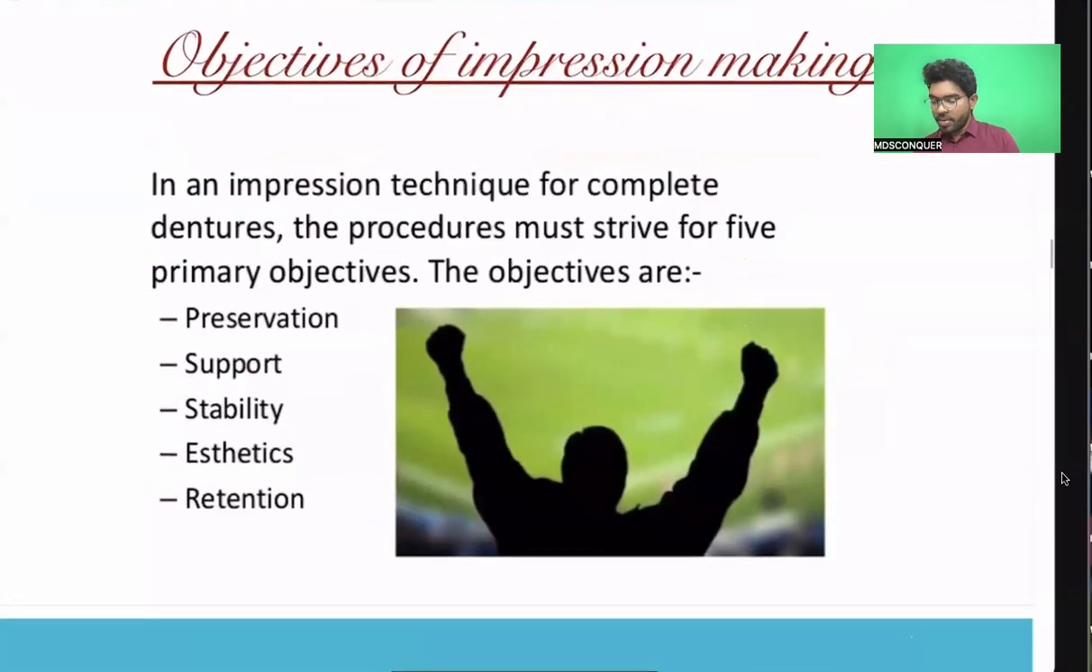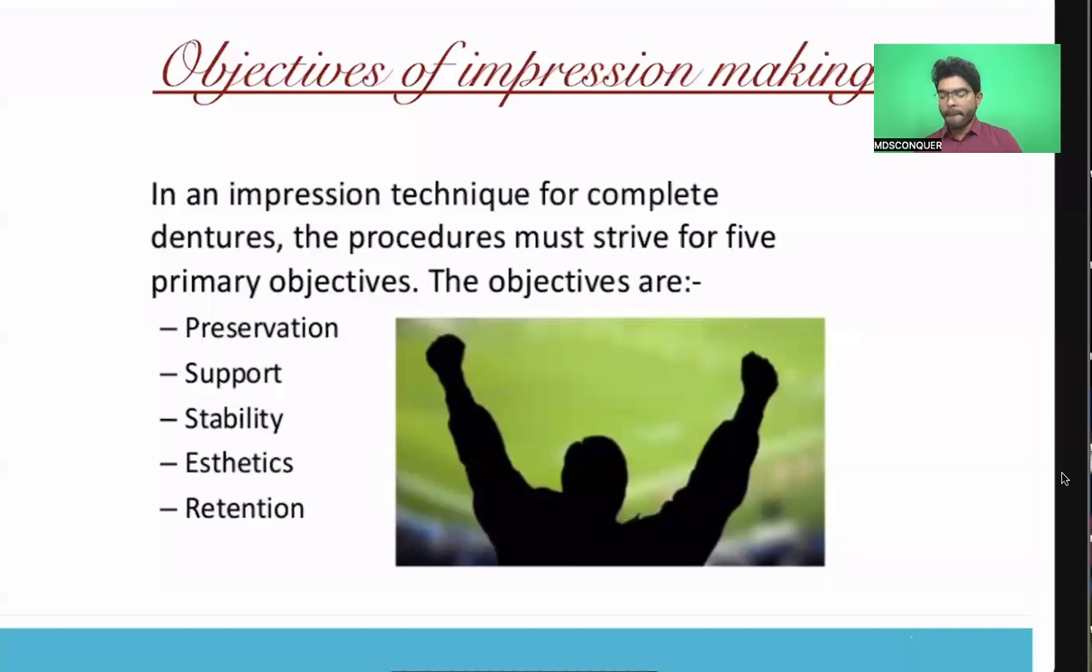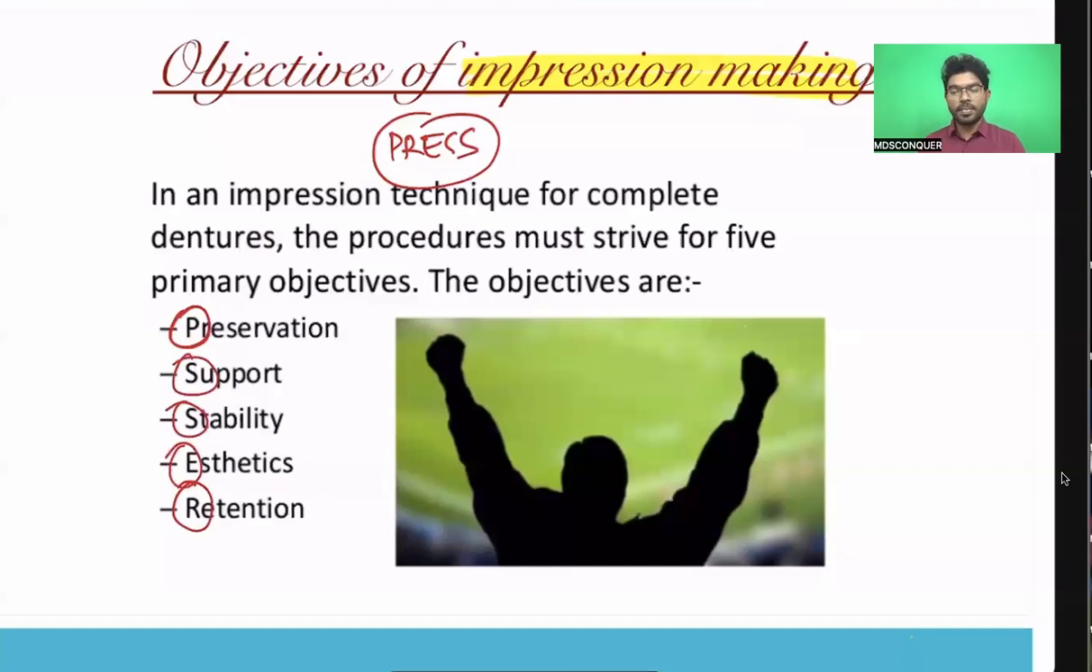Okay, most of you are familiar with this, the first year stuff. This is about the impression, objectives of impression. So what is the abbreviation that we have learned about the objectives of impression making? Yes, it is PRESS. P for preservation, R for retention, E for aesthetics, S for stability, and S for support. Press.